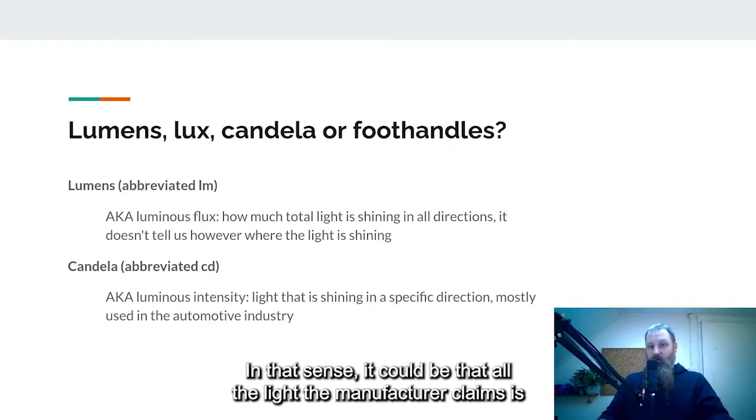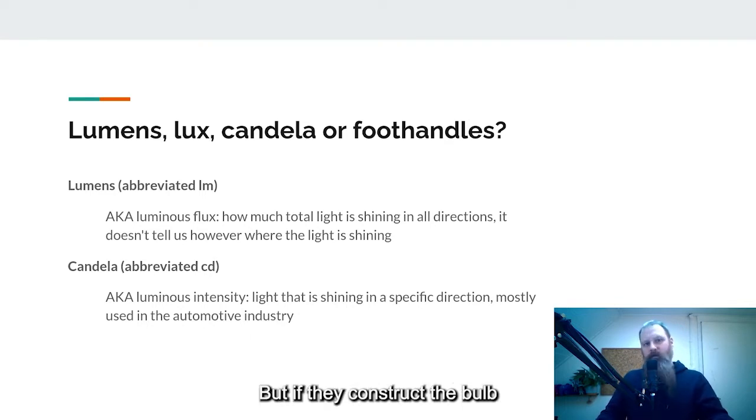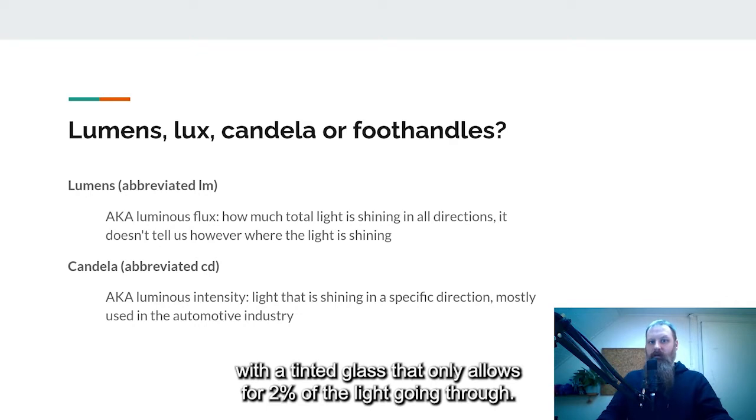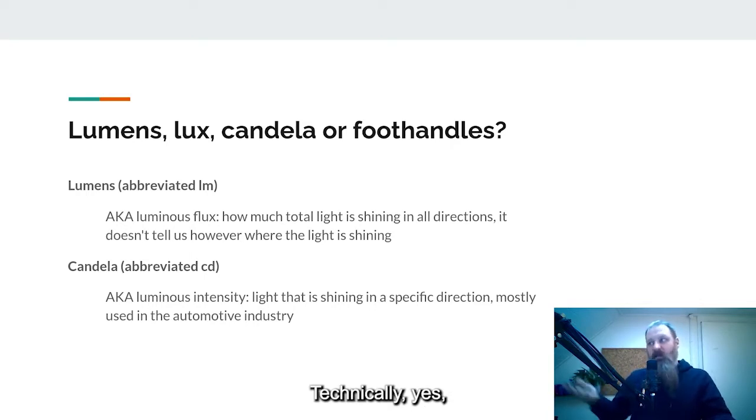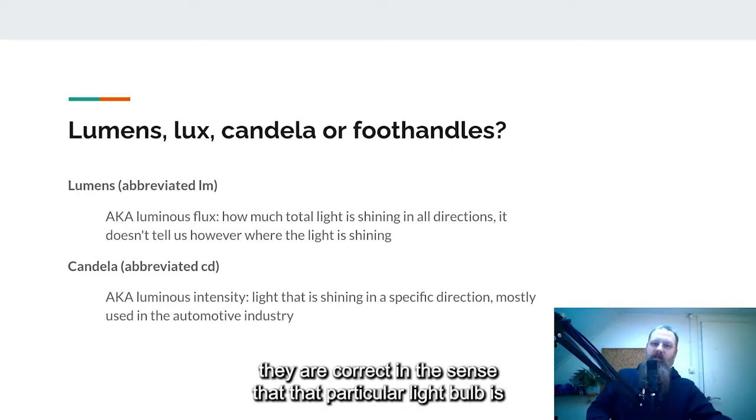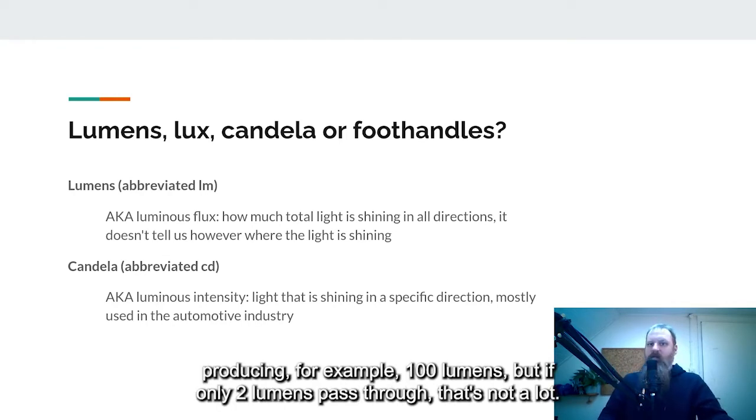In that sense, it could be that all the light the manufacturer claims is effectively being generated inside the bulb, but if they constructed that bulb with a tinted glass that only allows for 2% of the light going through, for the users of that bulb it won't be able to illuminate much. Technically, yes, they are correct in the sense that that particular light bulb is producing, for example, 100 lumens, but if only 2 lumens pass through, well, that's not a lot.